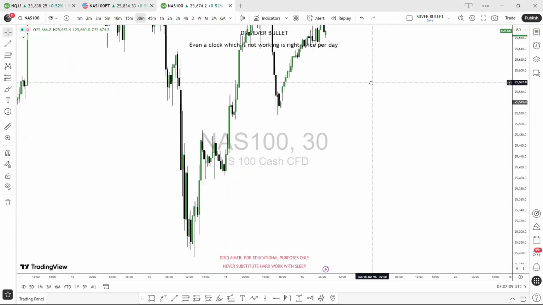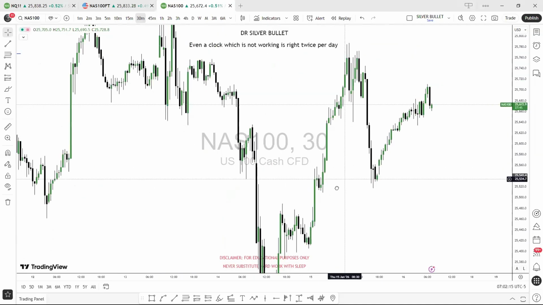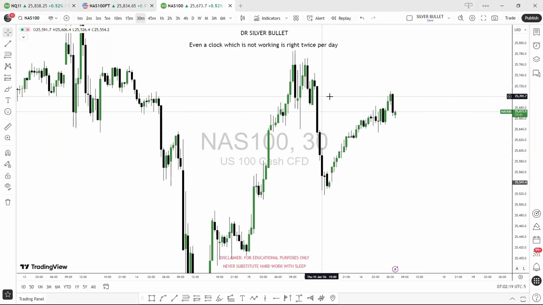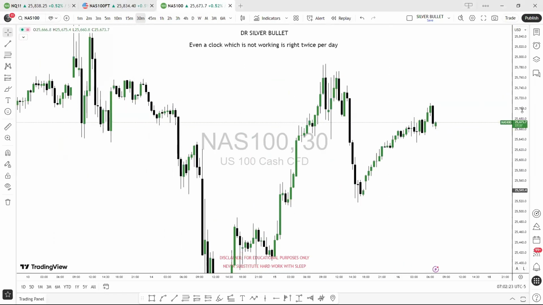Yesterday, we talked about what we call a liquidity trap, then a shift in market structure. How do you know that this is a liquidity trap? That's another question that I got from certain individuals.